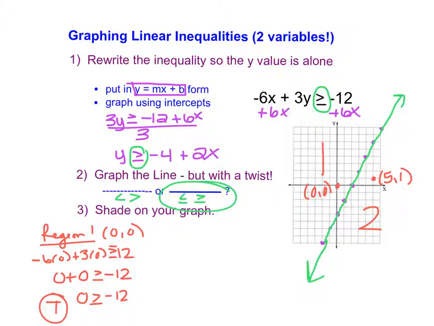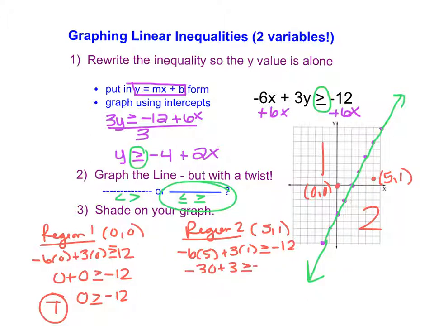Now just to make sure that that's the correct region, let's test out region 2 and make sure that it is false. So if I use the point x is 5, y is 1, I have negative 6 times 5 plus 3 times 1 is greater than or equal to negative 12. So I have negative 30 plus 3, which is negative 27. And negative 27 is not greater than or equal to negative 12. It's smaller because it's more negative.